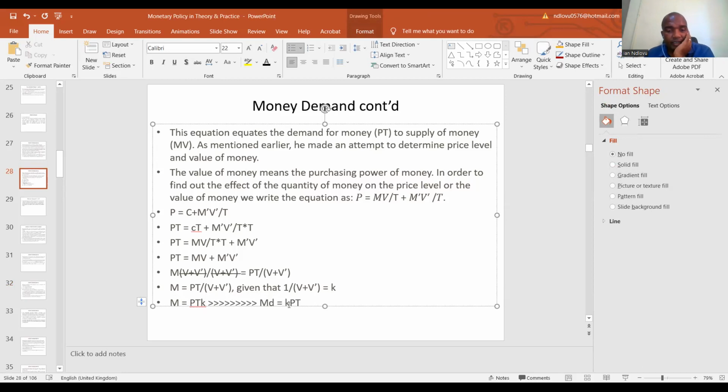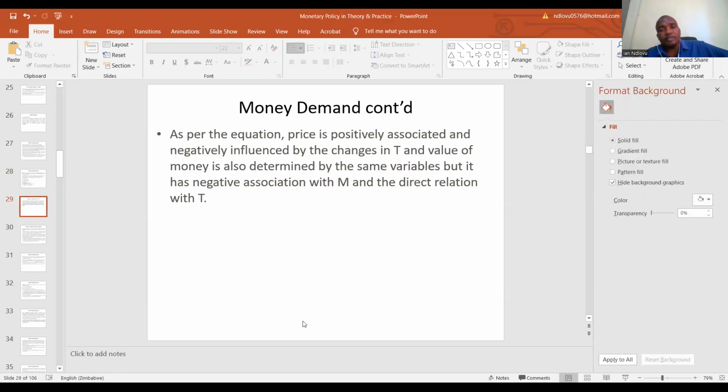where PT is the volume of transactions in monetary terms, the nominal level of transactions, and K is the inverse of the combined velocity of circulation of money in an economy. So what it simply tells us is that money demand in an economy is a function of the changes in the general price level, ceteris paribus.